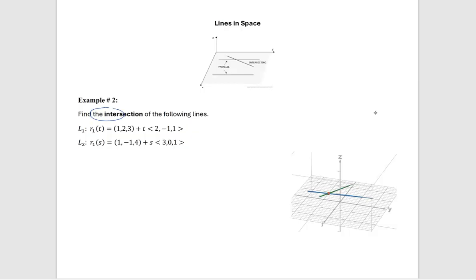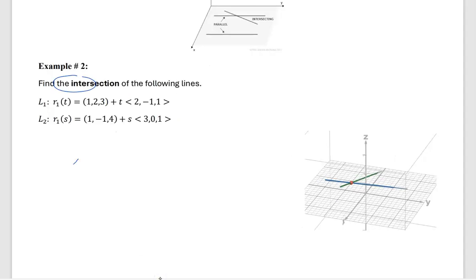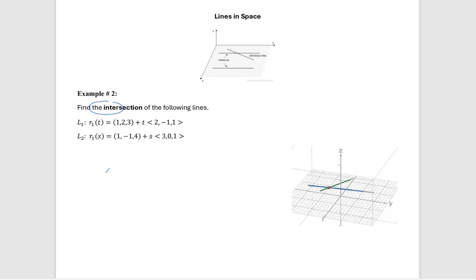Your lines are going to intersect if the following is true from each of the actual points and vector associated. So for instance, your x values, if there's an intersection, 1 plus 2t has to be equal to 1 plus 3s. So I'm pairing up the x's for each line. Your y value would be 2 plus negative t.